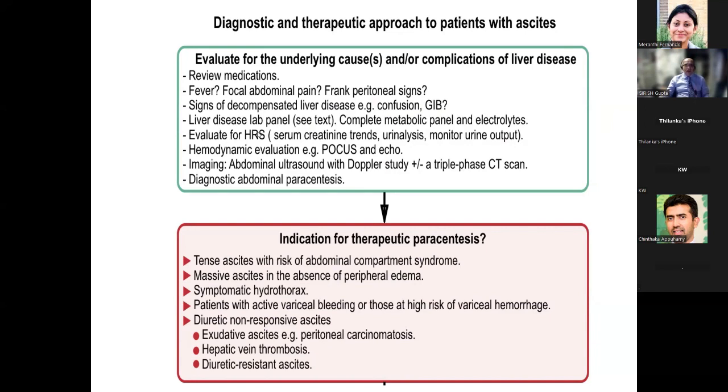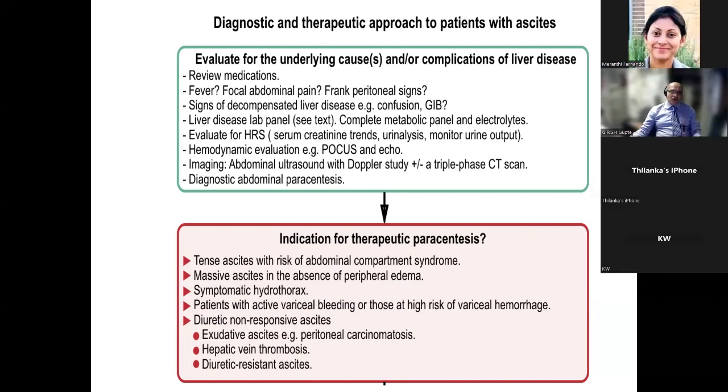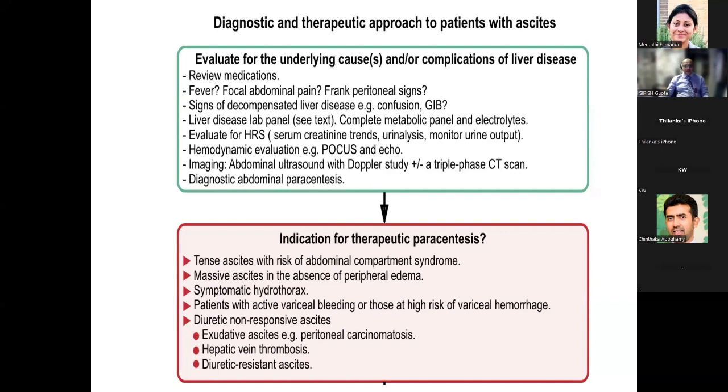You have to evaluate for the hepatorenal syndrome, and you have to do a point of care ultrasound scan and an echocardiogram, which may be necessary to understand the hemodynamic stability of the child. It is important to decide whether you want to do a diagnostic abdominal paracentesis or not. But it is important that if you do an abdominal paracentesis, then you know how to interpret it. And I'll say about that in the next slide.